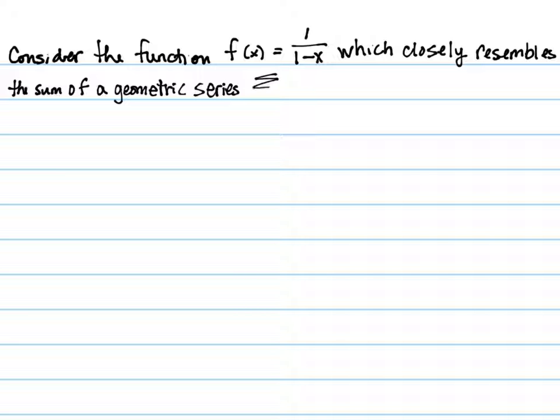So the geometric series, remember, looked like the sum from n equals 0 to infinity. We've got our a sub n, r to the n, and the summation, when it converges, was a over 1 minus r. So compare that to the f of x equals 1 over 1 minus x. They're close. And this was only true when the absolute value of r was strictly between 0 and 1.